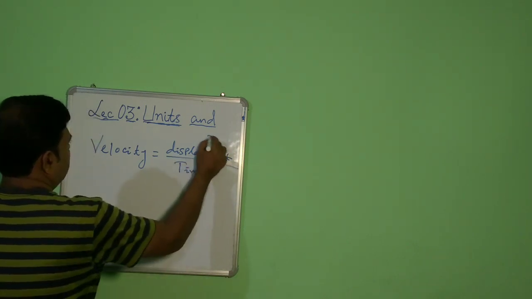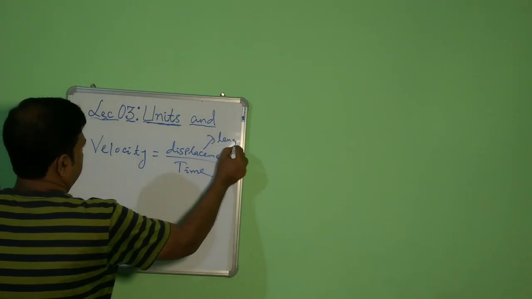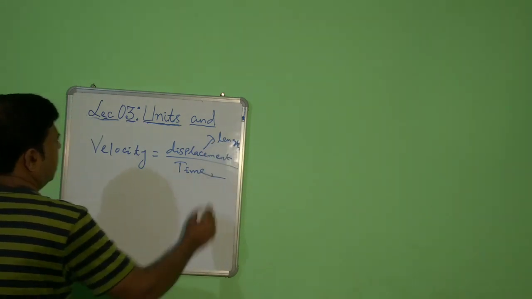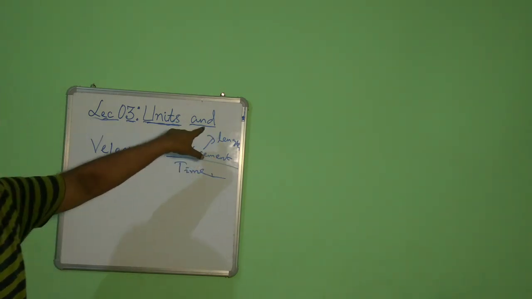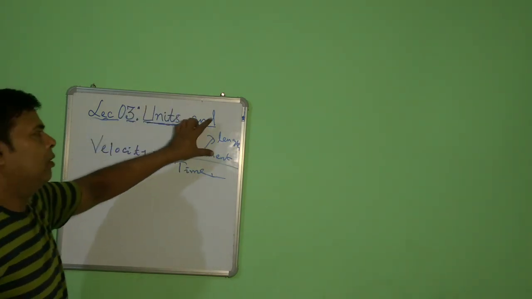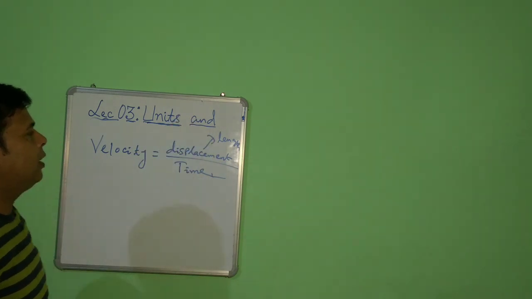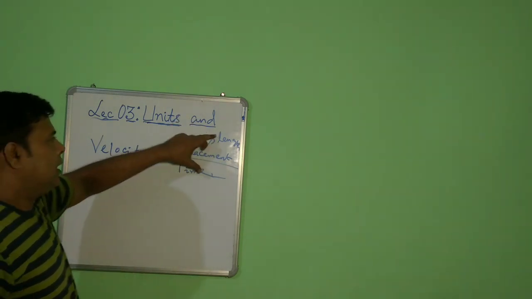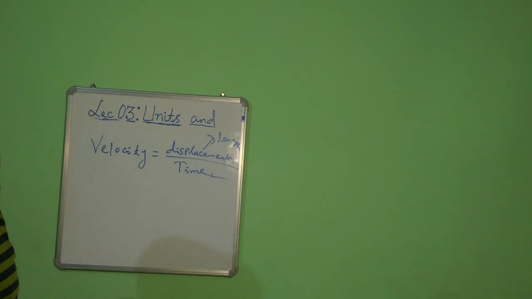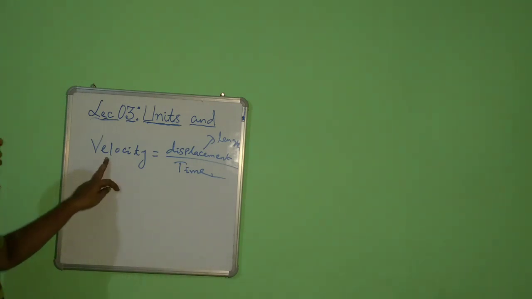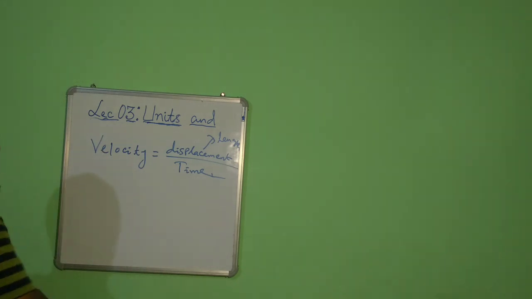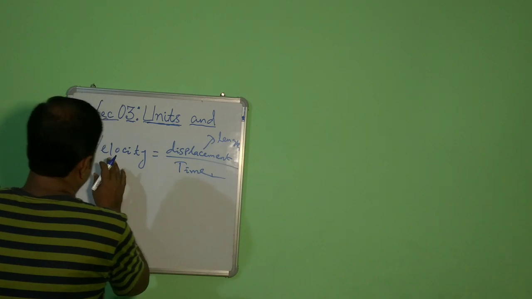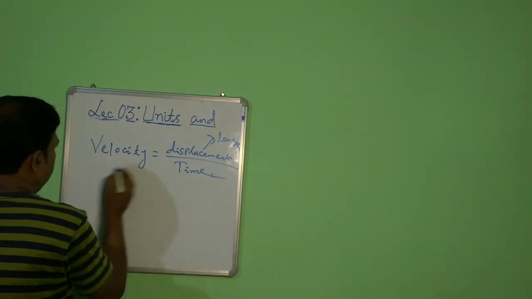You know that displacement is always measured in terms of length, and time is a fundamental quantity. These two are fundamental quantities, because mass, length, time, current are fundamental quantities under the SI system. From length and time, velocity, another physical quantity, a derived quantity, is obtained, that is length upon time. So if you want to find out its unit under the SI system, what will it be?